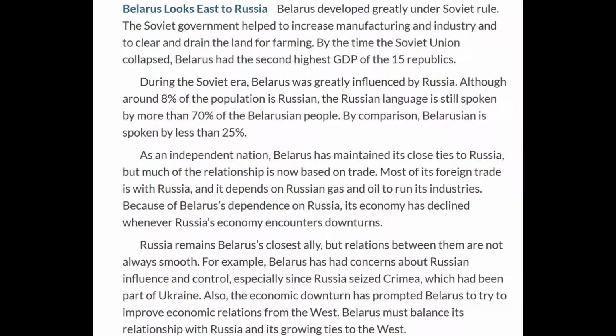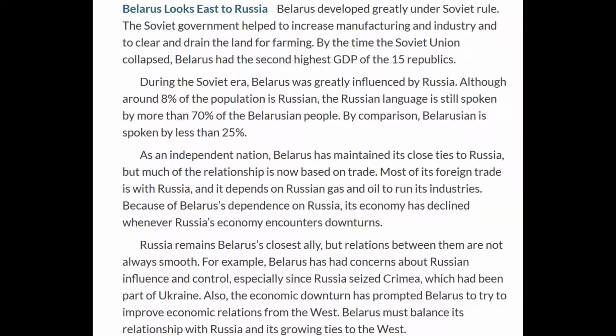Although around 8% of the population is Russian, the Russian language is still spoken by more than 70% of the Belarusian people. By comparison, Belarusian is spoken by less than 25%. As an independent nation, Belarus has maintained its close ties to Russia, but much of the relationship is now based on trade. Much of its foreign trade is with Russia, and it depends on Russian gas and oil to run its industries. Because of Belarus's dependence on Russia, its economy has declined whenever Russia's economy encounters downturns.